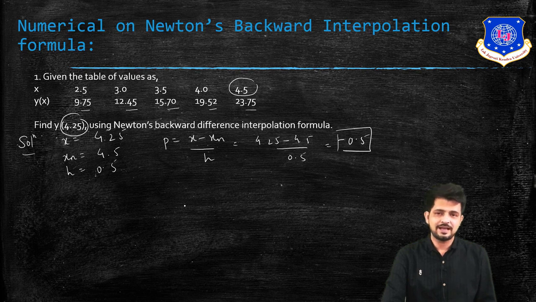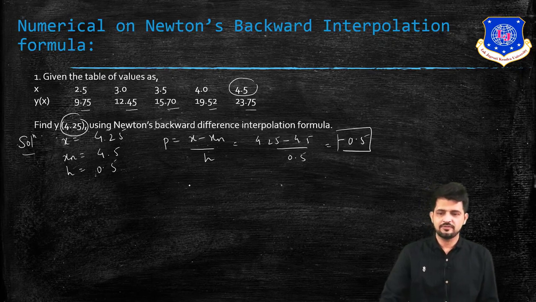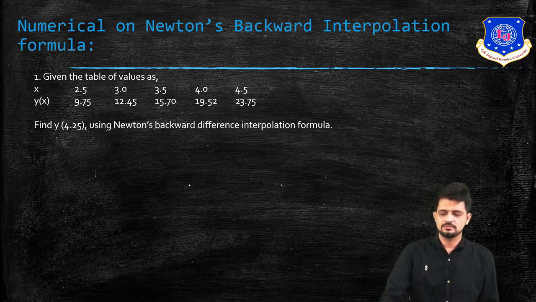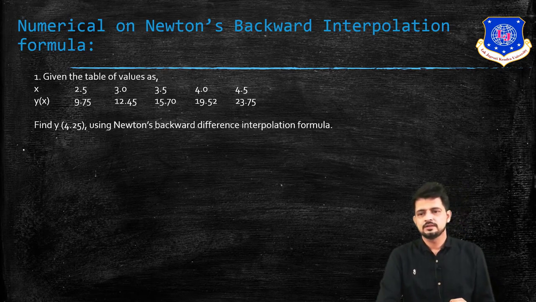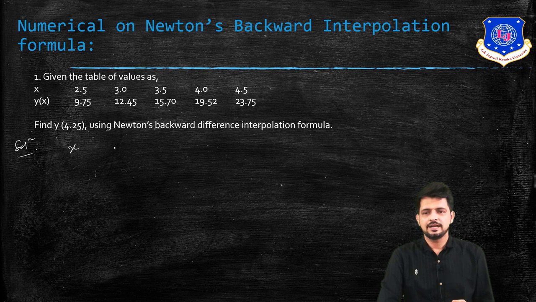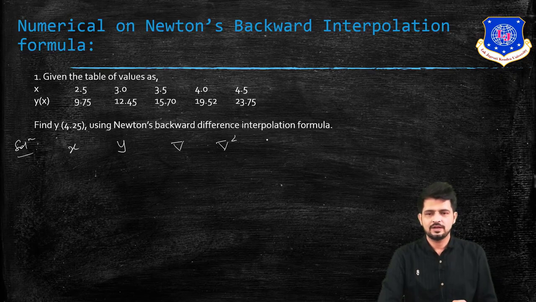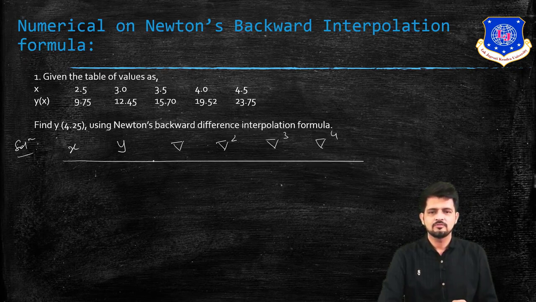Okay, what is our next step? We have to draw the backward difference table. To draw the backward difference table, we have to first of all write here x, then y, nabla, nabla square, nabla cube, and nabla raised to 4. 4 differences because 5 values are there.